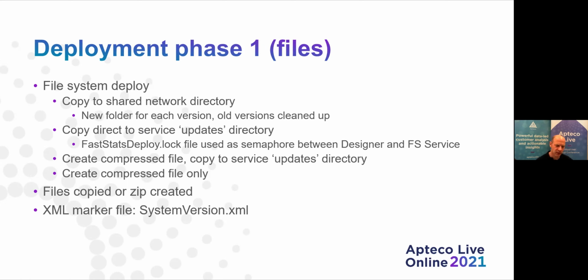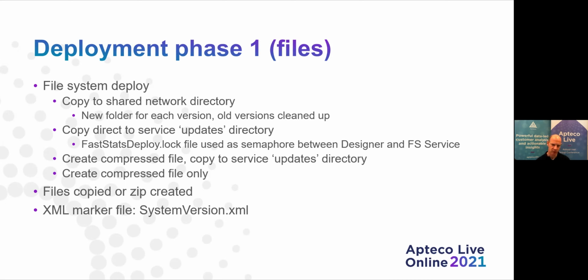I mentioned that there was a bug, which was this possibility where if the service was moving files out of the updates directory when Designer was deploying, which normally never happened, then it was just a small window of a few seconds that could break the deployment and cause it not to deploy. We've now introduced this new file, this FastStats deploy lock file, which acts as a semaphore between Designer and the service, so they have better communication through the file system.